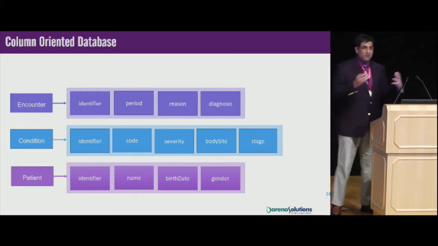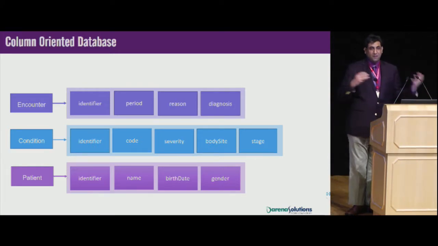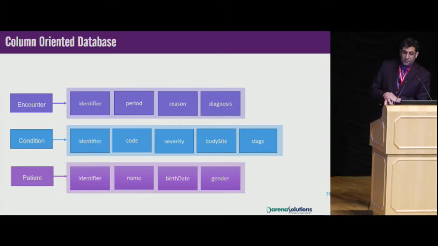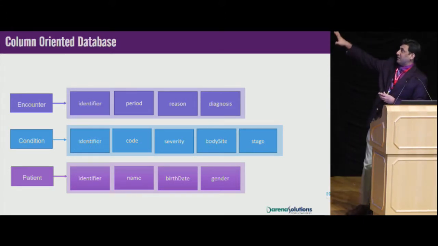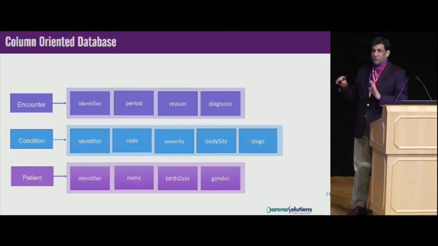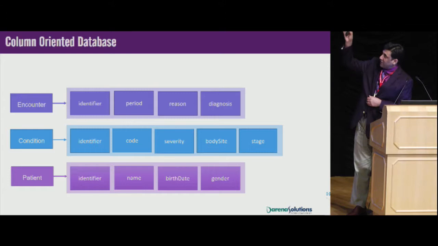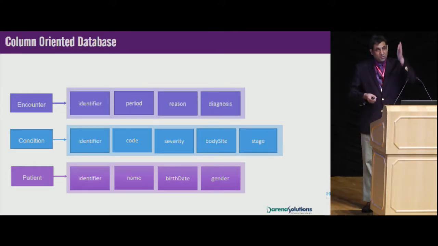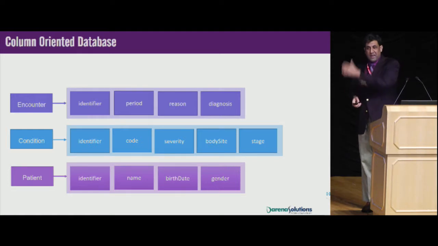Some people must have heard of NoSQL. I mean, they're kind of used interchangeably, or not. I'm going to just stick with this as an example here. What you're looking at here is, let's just say, three different FHIR resources. We are using some common example. Let's say we have an encounters table, a condition table, and a patient table, and the data is being stored as rows in different columns in there.